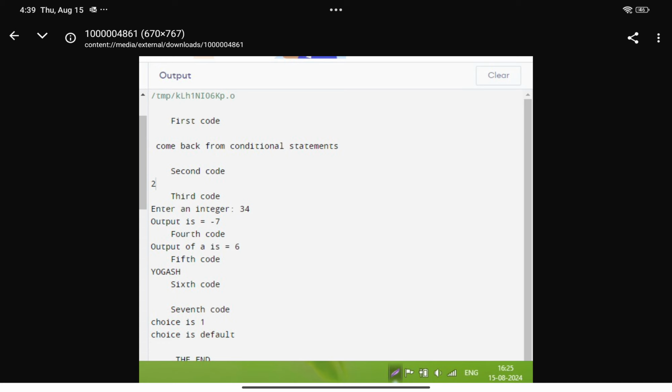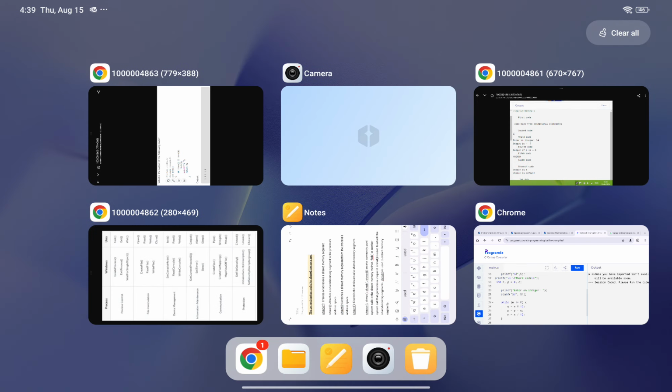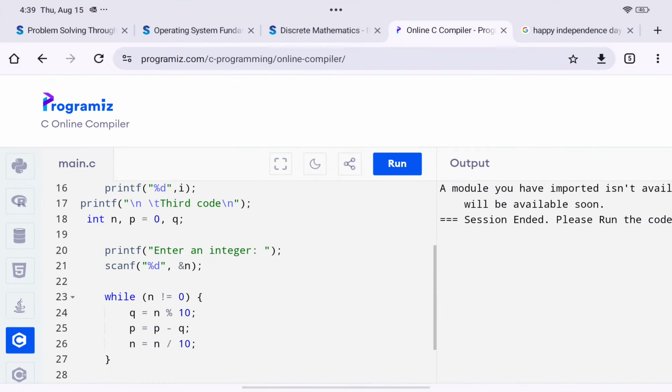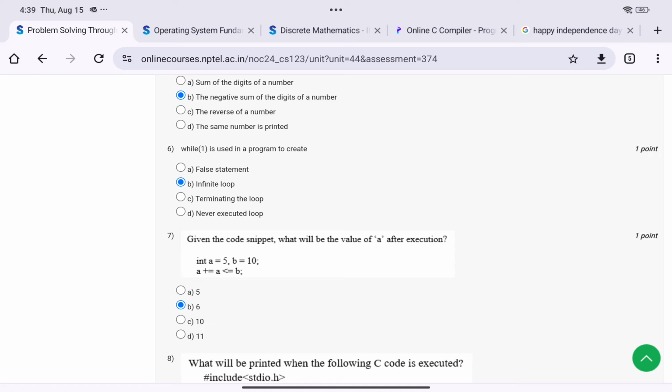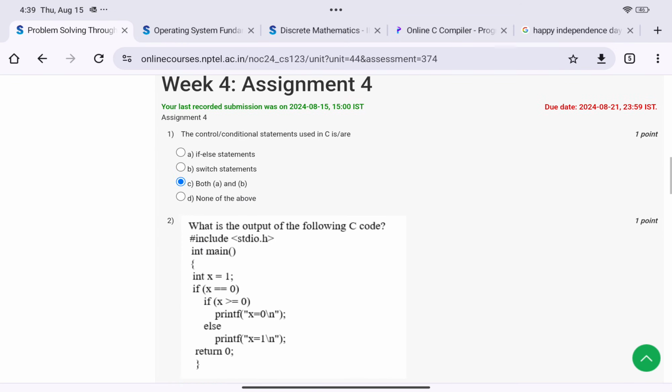The fourth code output is 6. The fifth code output, in place of NPTEL, I have written Yogesh. And for the sixth code there is no output, and for the seventh code, choice 1 as well as choice default, because there is no break statement. So we have solved all the programs. Now we will go to the next one, the C program we have done. Also you can see today we solved the assignment.